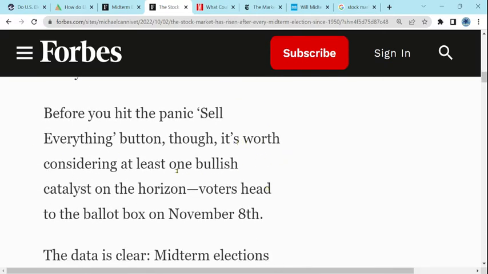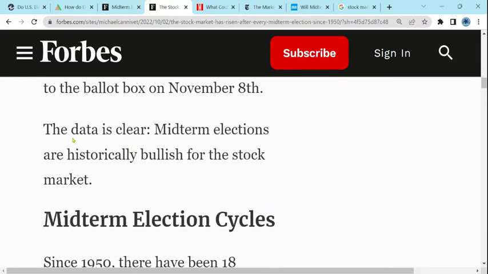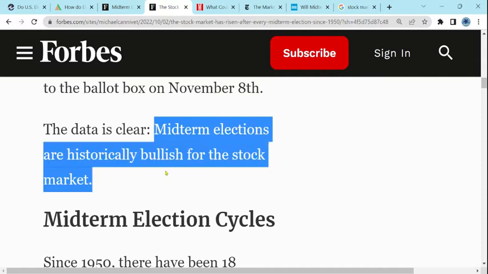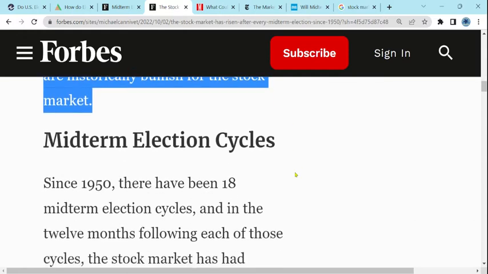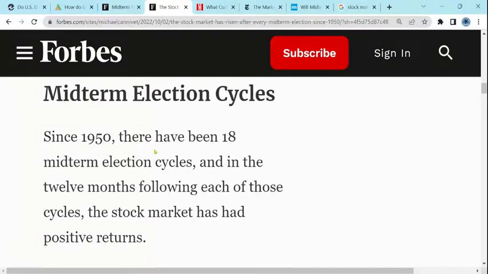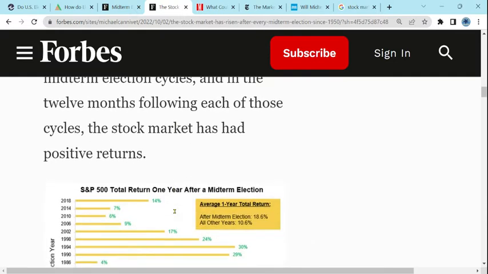But before you sell everything, it's worth considering at least one bullish catalyst on the horizon. Voters head to the ballot box on November 8th. So the date is clear. Midterm elections are historically bullish for the stock market. So again, the message here is midterm elections are historically bullish for the stock market. Since 1950, there have been 18 midterm elections, and in the 12 months following each of those cycles, the stock market has had positive returns.